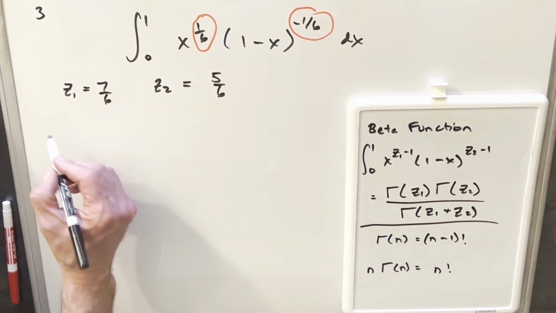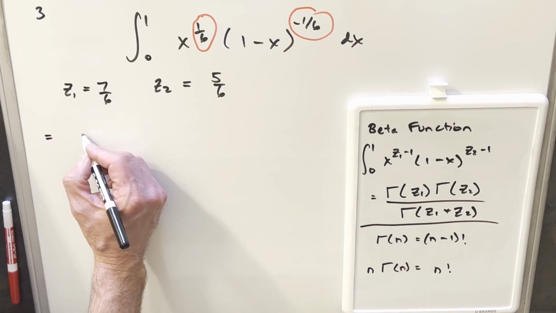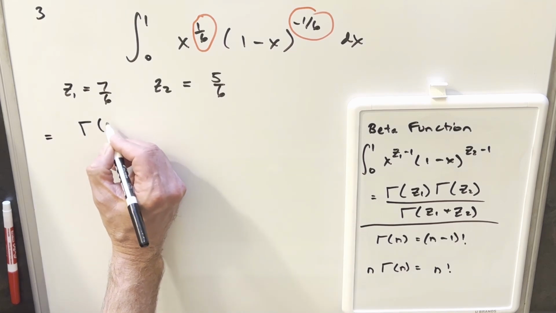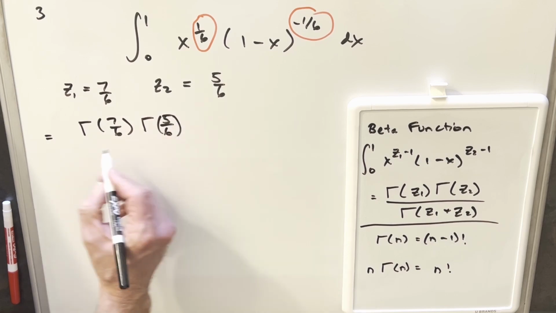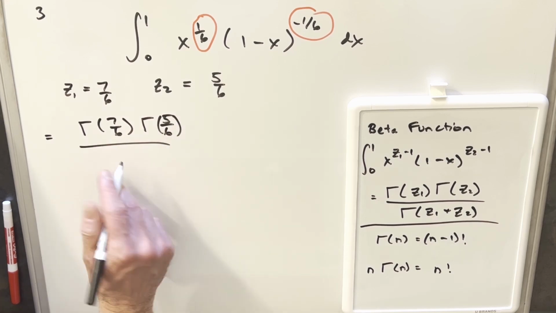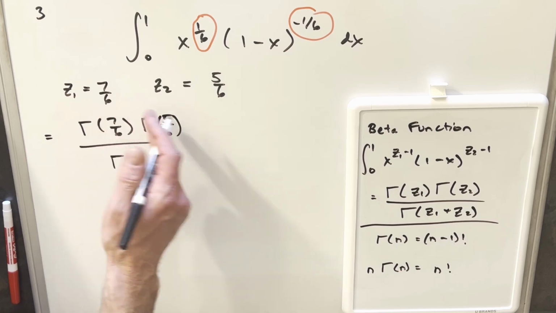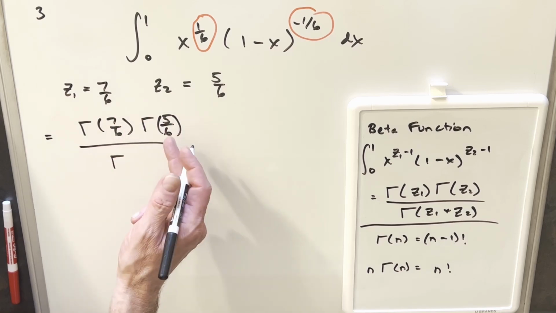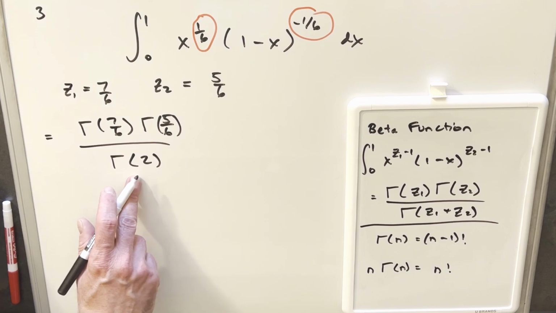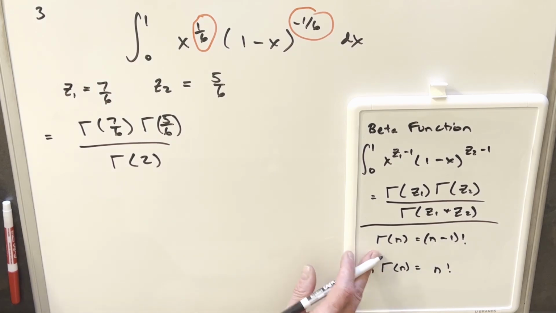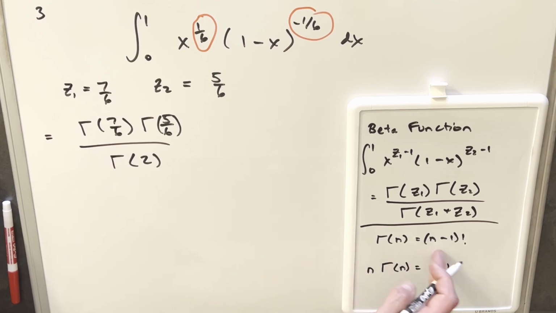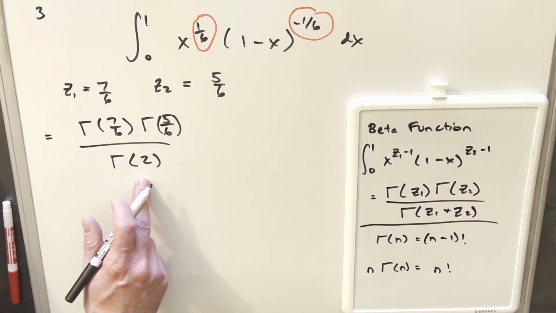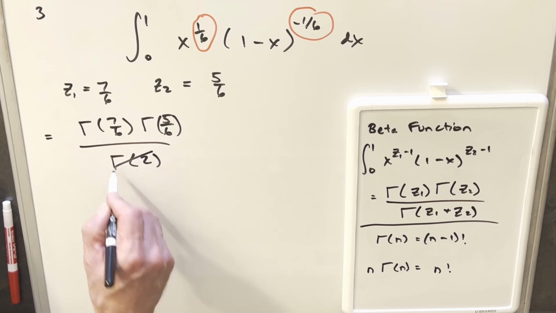Then we'll go right to our solution in this form. This is going to be the same thing as gamma of 7 over 6 times gamma of 5 over 6, over gamma of the sum of these. Adding these together, it's gamma of 12 over 6, which is gamma of 2. Now this piece is going to be easy because we can go right to this formula that puts us in terms of a factorial: gamma of n equals n minus 1 factorial. Gamma of 2 is 1 factorial, but that's just going to be 1.